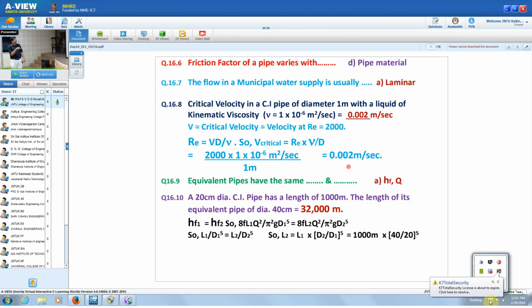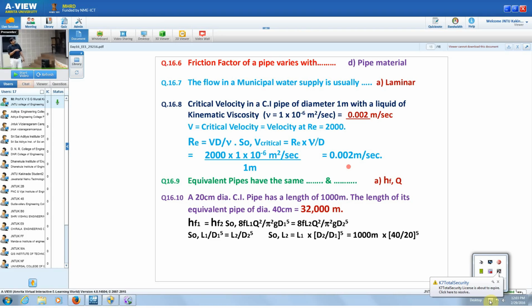This is actually a 1 meter diameter, which means Kakinada. The viscosity of water does not change, and velocity is 1 meter per second. Here it is 0.002, the critical velocity.